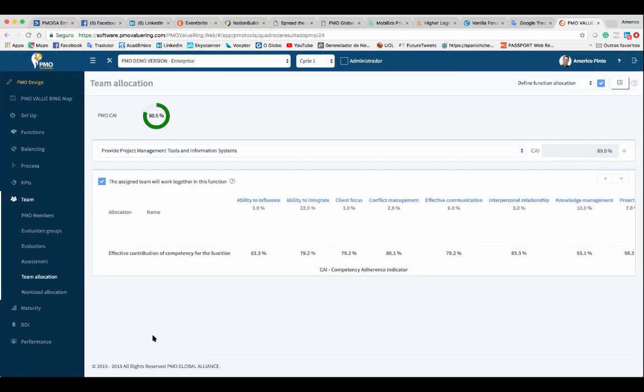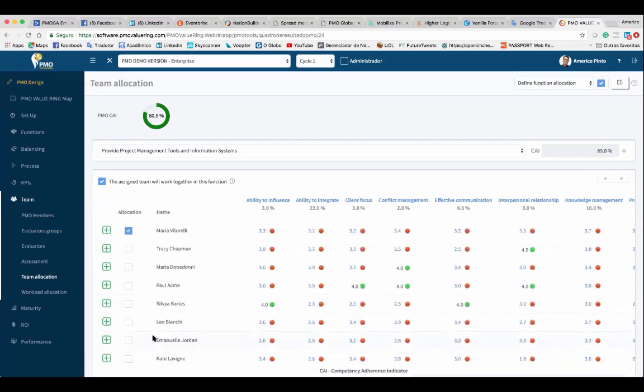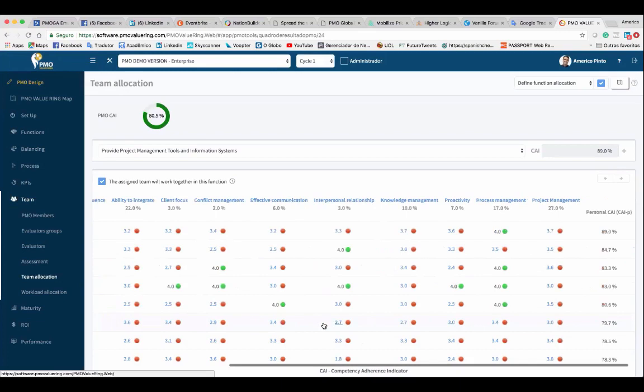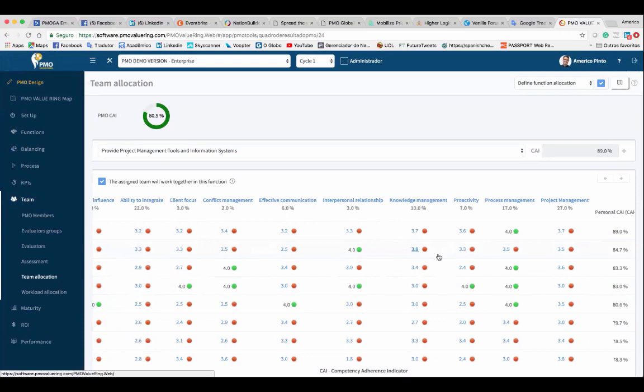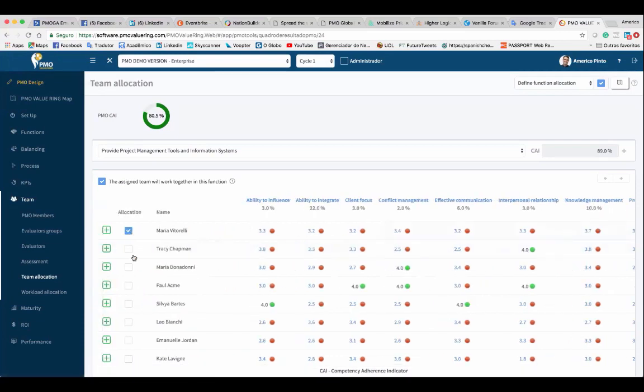So we talked about the CAI, the competence adherence indicator, the personal competence adherence indicator. Where is it? It's over here at the end of this table, right? And I told you that when we select people, we will have the function adherence indicator. It's over here, CAI, just beside the function, right? So you can see here 89.0.